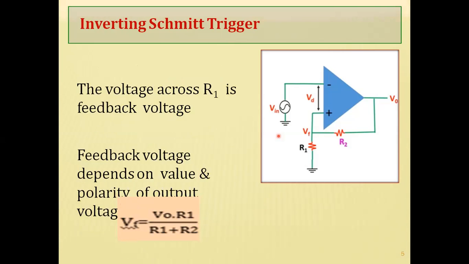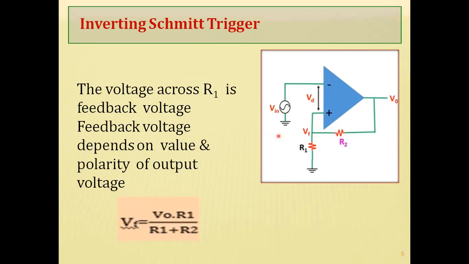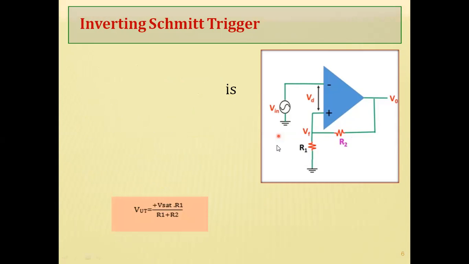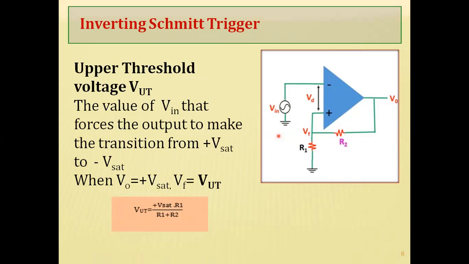Coming to the next, the reference voltage equation Vf. Observe here, there is a reference voltage Vf. This Vf can be written by considering the output voltage V0 and the resistors available in the feedback path. Hence, this equation can be written as V0 into R1 divided by R1 plus R2. In this manner, we'll write the equation for Vf. And there are two terms here, the upper threshold voltage as well as the lower threshold voltage. Upper threshold voltage means VUT and lower threshold voltage is nothing but VLT.